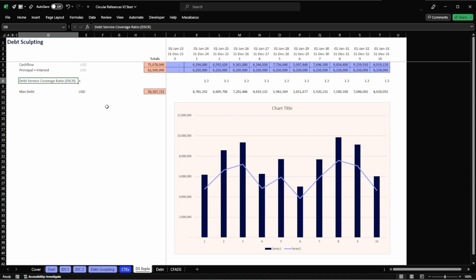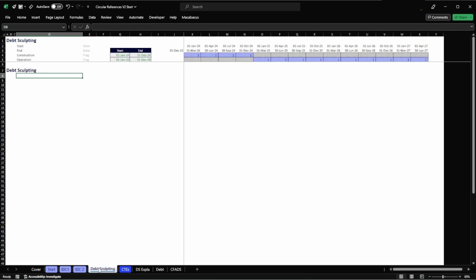So this is what we're going to learn today: how can we properly calculate this max debt, and how can we calculate the principal and the interest repayment, because that's what we're going to have here. The max debt here includes the principal plus interest. That's what we're going to learn. So let me just fix it here. It's going to go back now to our debt sculpting and see how we can do it.